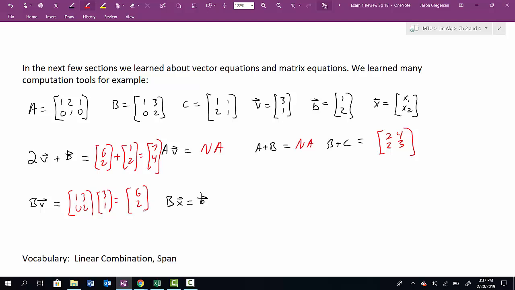So the first one was 2 times the vector v. So here's my vector v over here. I multiplied it by 2. I multiplied the components. Is that right? A times v. So I got A over here. I got v over here. Almost, think about the dimensions, right? This is a 2 by 3, and this guy's a 2 by 1.